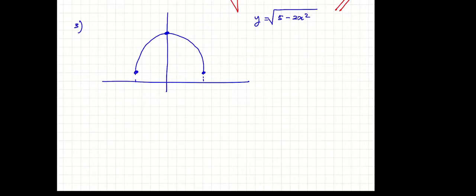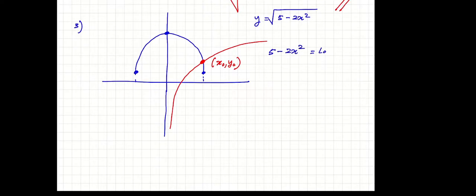What is the other question? Log 10x. Okay, log 10x looks like this. So there is an intersection here, right? So what they're asking is to find this coordinate here, right? So I would say x0, y0 coordinate you need to find. So to find that coordinate, essentially you have to equate the things, right? So square root of 5 minus 2x squared is equal to log base 10 of x.